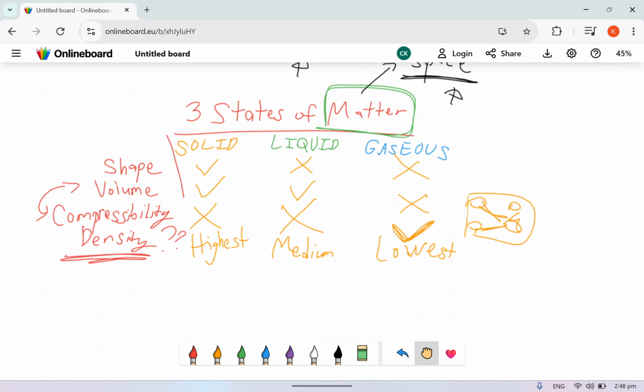You can go watch my kinetic particle model video if you want. You can learn more about exactly how the molecules are shaped in a solid, liquid, and gas.